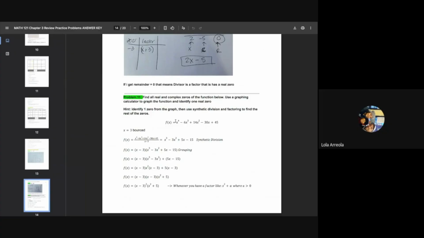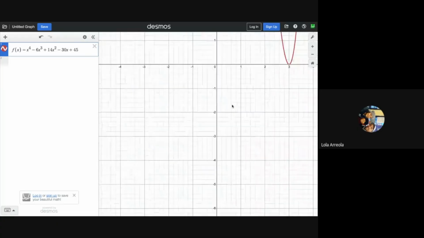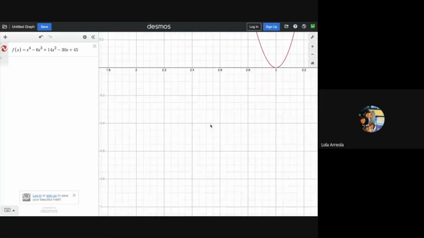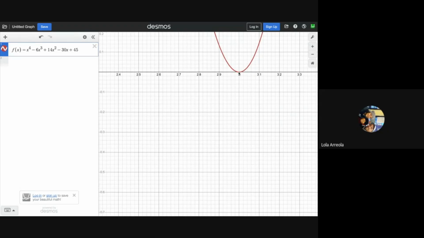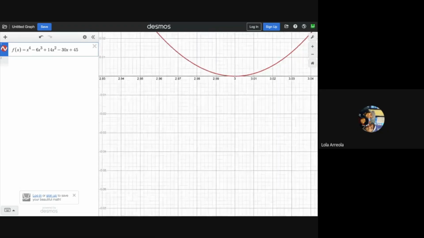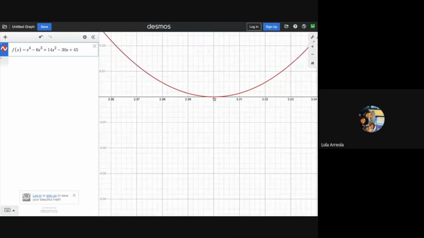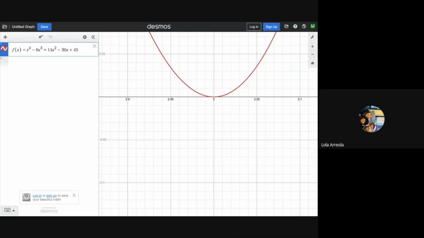Okay, so let's graph this on our calculator. It's telling me to take the polynomial function and use a graphing calculator to graph it, so graph f of x is equal to this entire function to identify one real zero. So let's go on Desmos and graph f of x. Okay, so can we identify a zero? This is similar to problem number 7. How do we identify a zero? By looking at the graph and seeing where I have an x-intercept. So where do I have an x-intercept? At (3, 0). So this is a zero. What is my zero? At x equals 3.